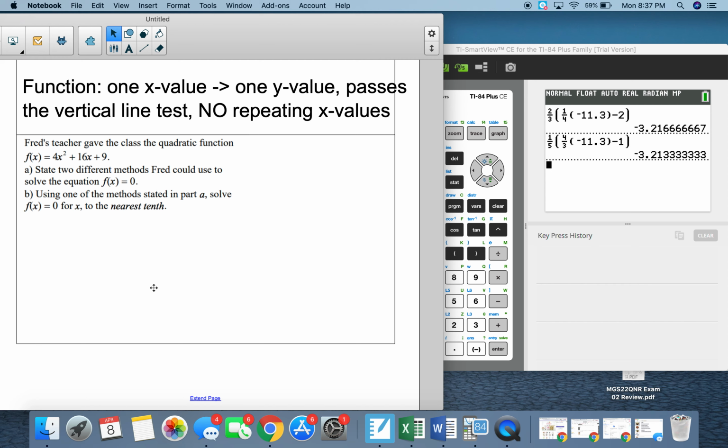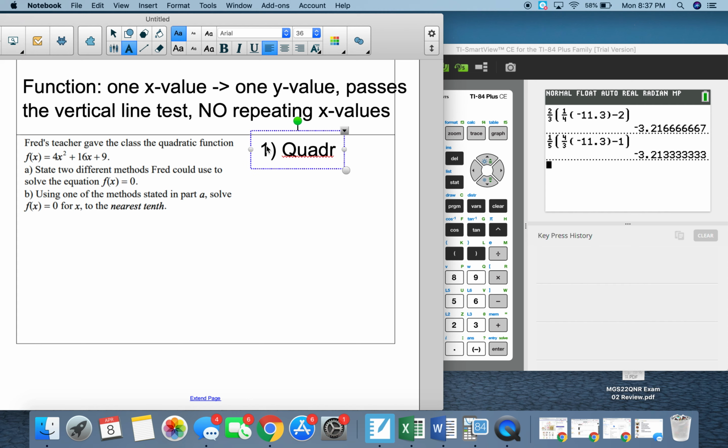The second question says, Fred's teacher gave the class a quadratic function f of x equals 4x squared plus 16x plus 9. State two different methods Fred could use to solve the equation f of x equals 0. Multiple ways we can solve a quadratic equation.